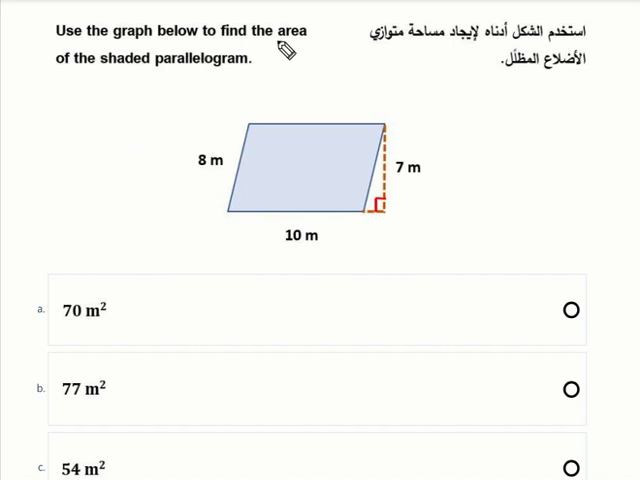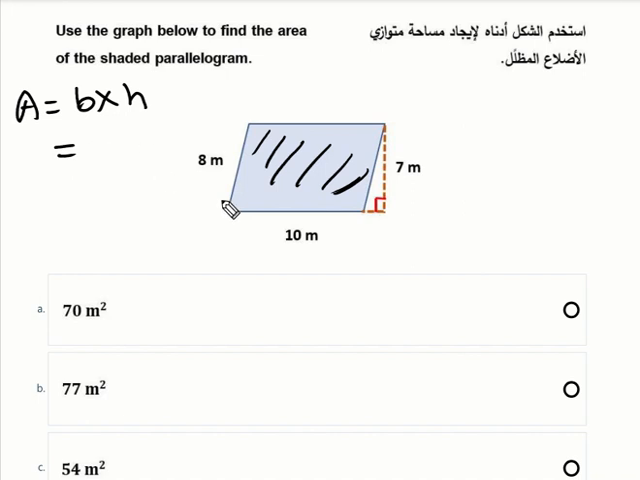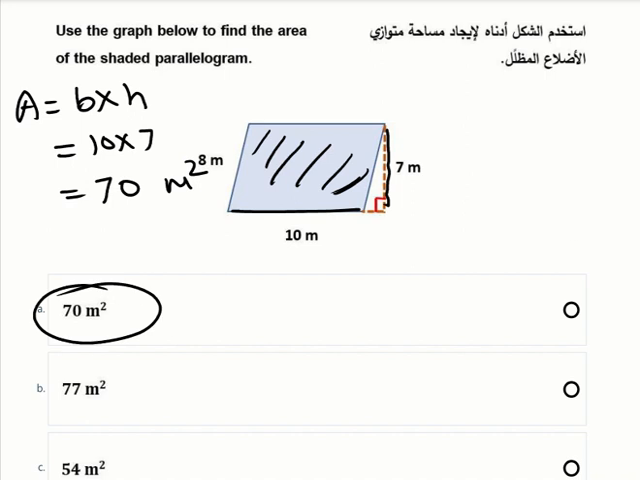Use the graph below to find the area of the shaded parallelogram. You see, this is the parallelogram and we have to find the area. So what is the formula for area? It is base multiplied by height. What is the base? Base is 10 here because the height is made on the side 10. So this is 10 multiplied by 7, and it will be equal to 70 meter square. Okay, so this will be the answer.